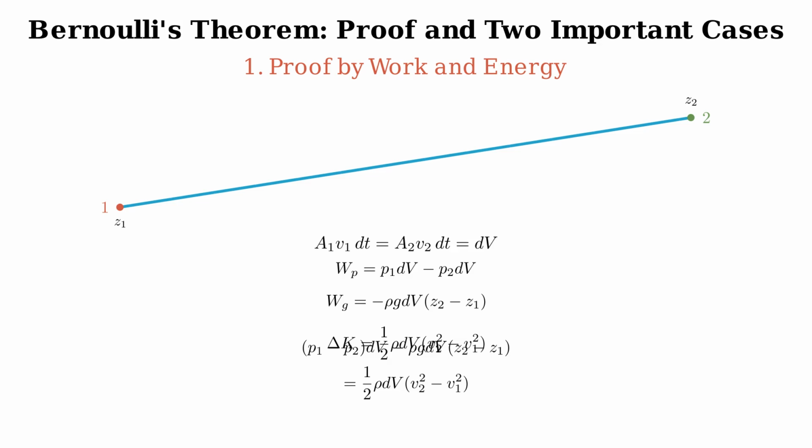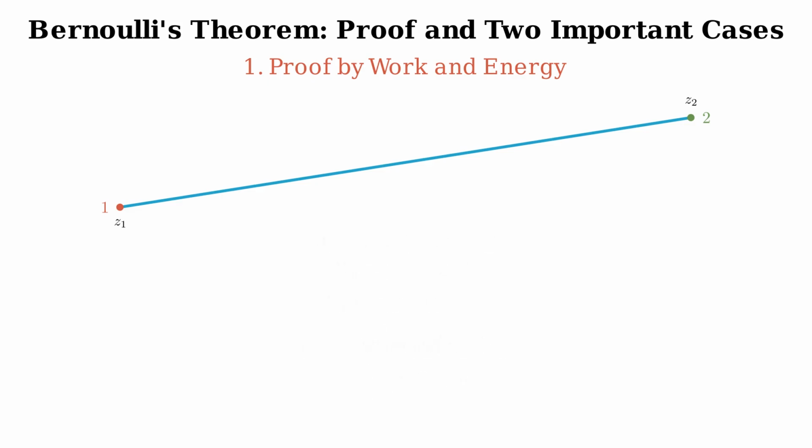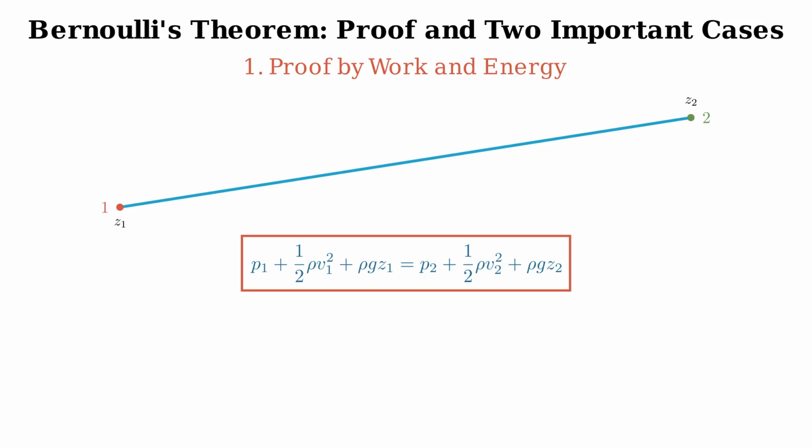Equating the pressure work, gravity work, and kinetic energy change gives the energy balance for the fluid element. Cancel the common volume dV and rearrange the terms. All quantities at section 1 appear on the left, and all quantities at section 2 appear on the right. This gives Bernoulli's equation. This is the proof.